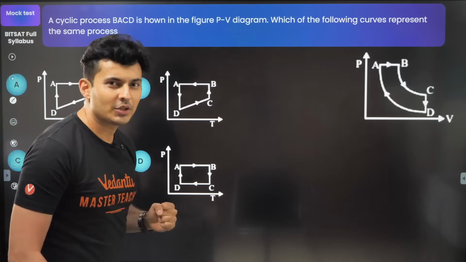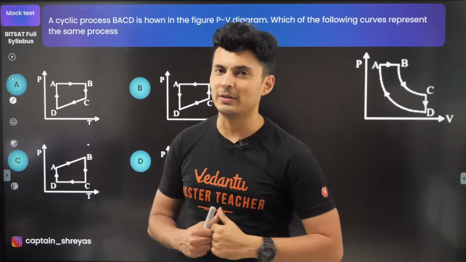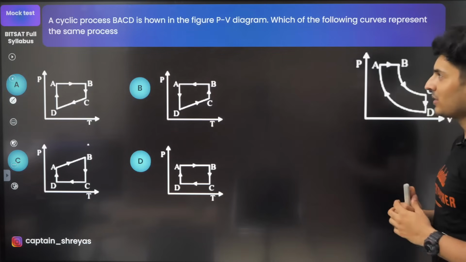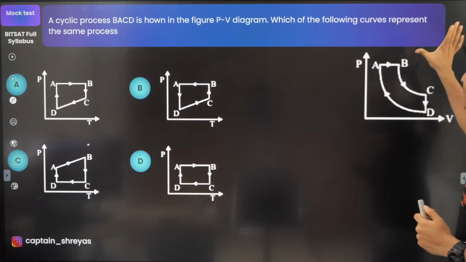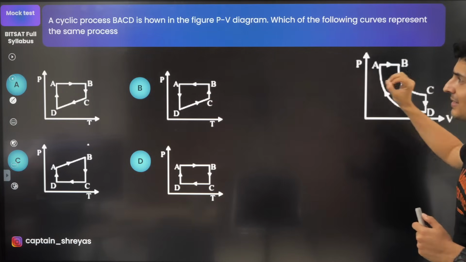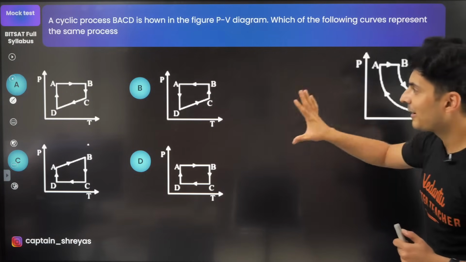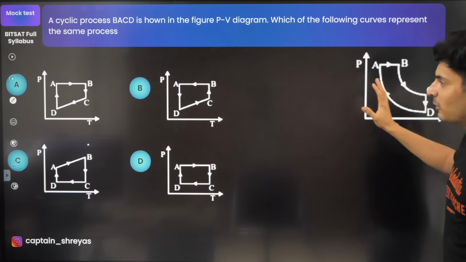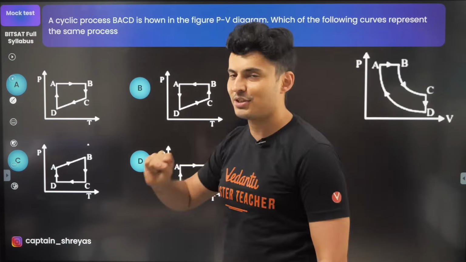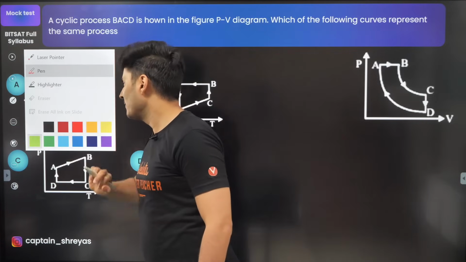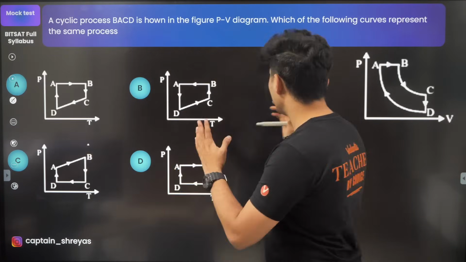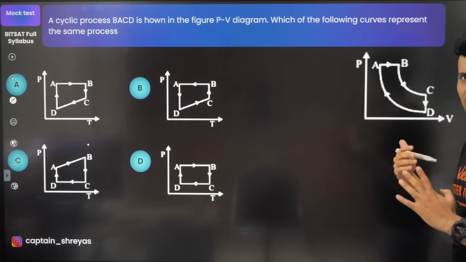So we have a question on thermodynamics. Let's try and solve this. A cyclic process BACD is shown in a PV diagram. Which of the following curves represents the same process? So it's a graph conversion, pressure-volume versus pressure-temperature. Try to eliminate. The best way to do that is elimination. So try each and every process and see, one of the graphs will not match.